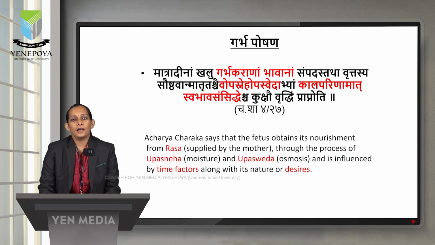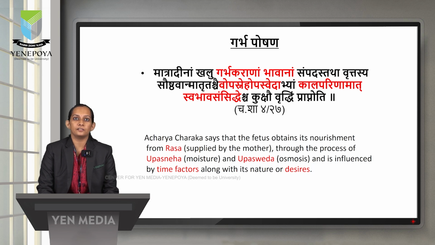Coming to the Ayurvedic concept of Garbha Poshana, or fetal nourishment or fetal circulation, this is what is told in Ayurveda. We get plenty of references in Ayurveda regarding Garbha Poshana. Coming to the first reference, from Charaka Samhita Sharirasthana: Matradinam Khalu Garbhakaranam Bhavanam Sampadastata Vrittasya Saushtavat Matrataschaiva Upasneha Upasvedabhyam Kala Parinamat Swabhava Samsiddescha Kukshav Vriddhim Prapnati.